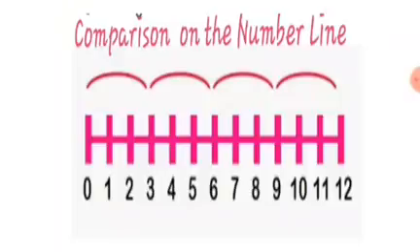This is comparison on the number line. So the number closer to 0 is smaller. As we move from 0 towards the right, the numbers become greater.